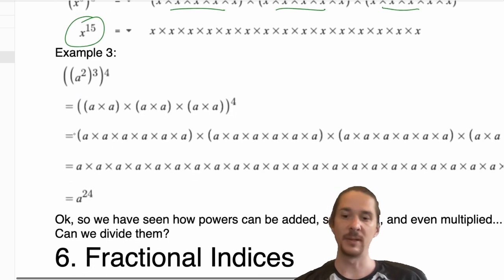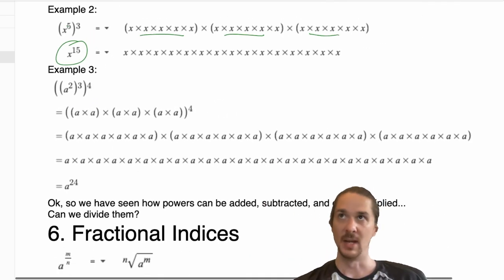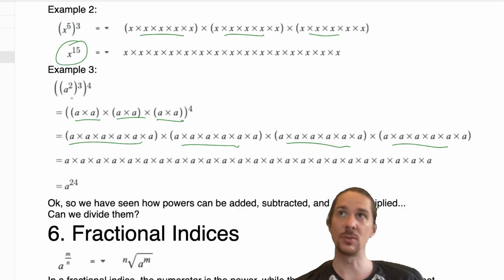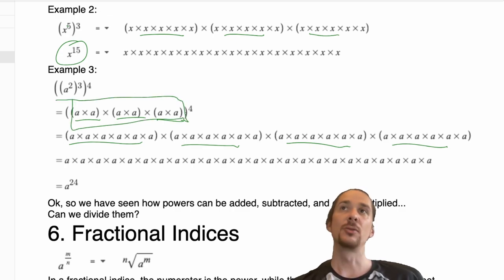Now we can even go a little bit further. I'm going to zoom out a little bit for this one because there's a lot going on. If we have a squared cubed to the power of 4, here we have a squared cubed, and then we do that to the power of 4. So each of these brackets has 6 a's in it because that's what a squared cubed gives us. There are 6 a's in there. And so then we have that 4 times. So in total, we have 2 times 3, which is 6 a's, times 4, we have 24 a's.